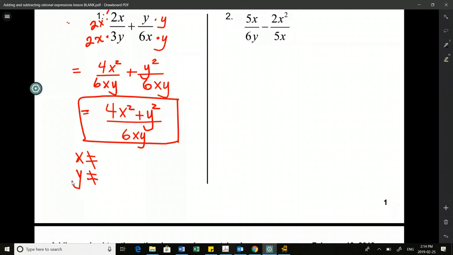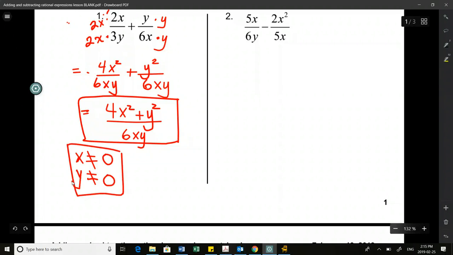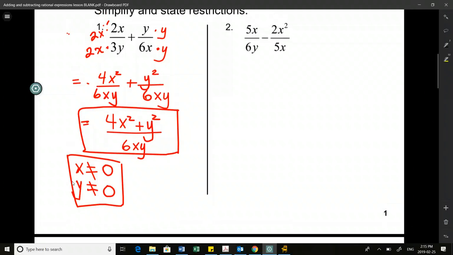X can't be equal to 0. Good. Because if either of these is equal to 0, then it causes the whole bottom to be 0 because they're being multiplied. What's being multiplied? The 6, the x, and the y, those are all being multiplied together. So as soon as one of them is 0, it makes the whole thing 0.